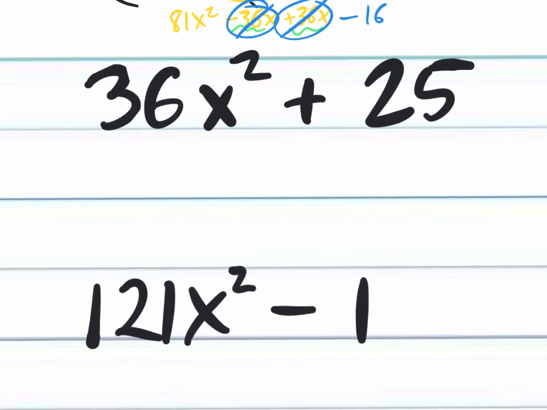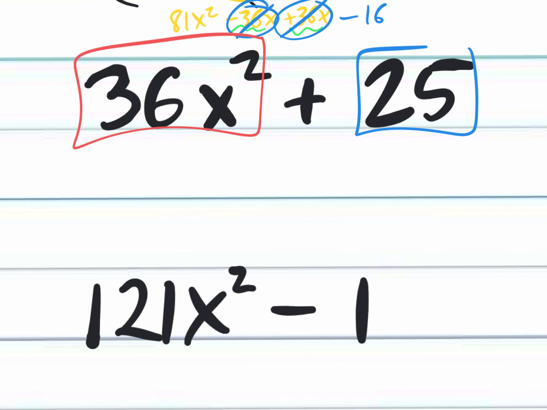36x squared plus 25. Even though there are perfect square terms in the front and a perfect square term in the back, you cannot set this up. This is actually not factorable. Or you could say prime. Why is that? Because it must be a difference of two squares in order for you to be able to apply it. There is no way, I mean, think about it.